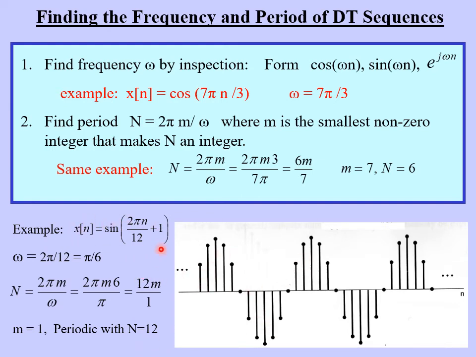Okay, so in other words, this sequence up here is plotted right here, and you can see that this thing repeats itself every 12 values. If you count, so let's say you start here, you go 1, 2, 3, 4, 5, 6, 7, 8, 9, 10, 11, and at 12 we're back to where we started from.